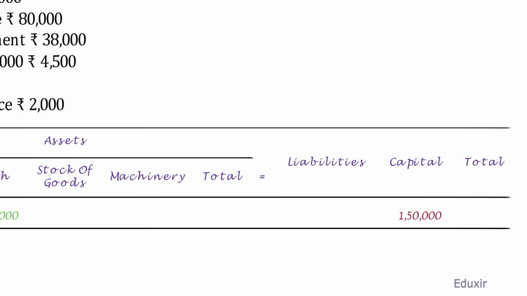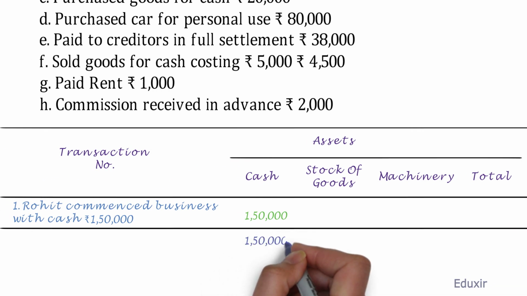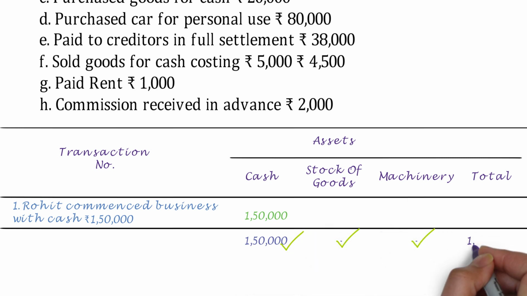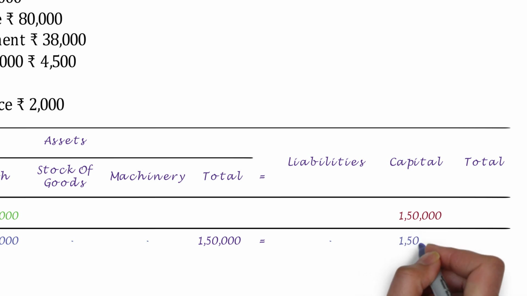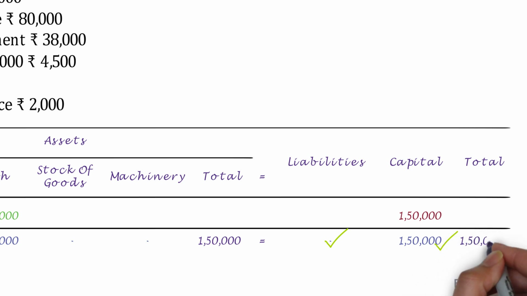After this transaction, the business will have 1,50,000 rupees worth of cash, no stock of goods yet, no machinery purchased yet. The total of all the assets will be rupees 1,50,000. On the other side, there are no liabilities yet. Total capital will be 1,50,000 rupees. The total of the liabilities and the capital would be 1,50,000 rupees. That covers the first transaction.